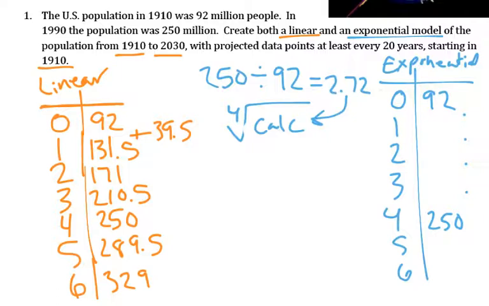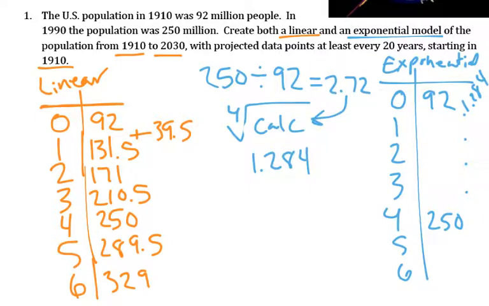So we take the fourth root of our answer, and we get 1.2839. So we'll say 1.284. That's what we're multiplying by. So we're going to have to round here.